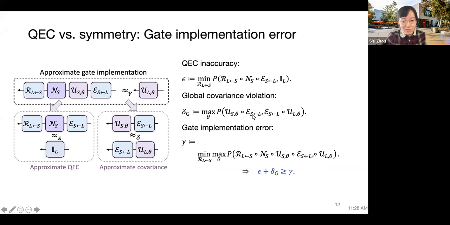So actually we can derive this inequality between gate implementation error and the sum of this QEC inaccuracy and this global covariance violation. So basically now we are putting the QEC and symmetry on the same footing by using this type of inequality. And okay, is there any question here?